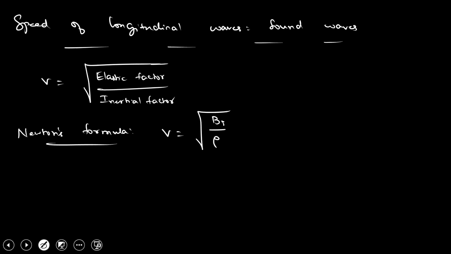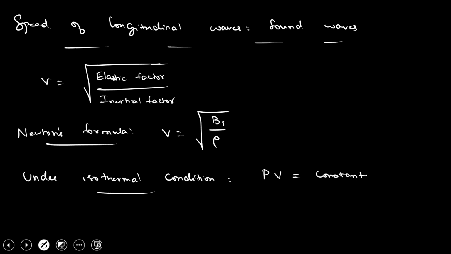Am I clear with this? So from this, we need to derive a particular equation where we will be able to substitute the values and find out the speed of sound in that particular medium. Right? Let's see how to do that. So under isothermal condition, what do we say? PV is equal to constant. Am I right? So when PV is equal to constant, when I start differentiating on both sides, what do I get? I get P into dV plus V into dP is equal to C.